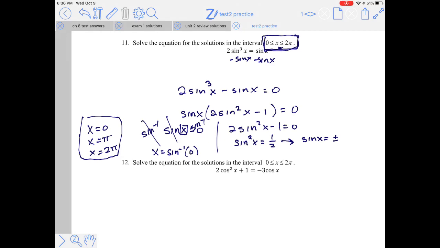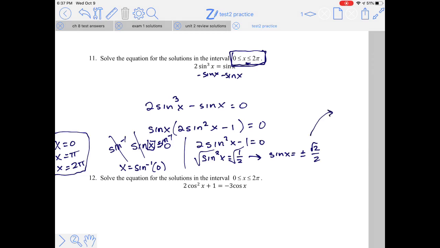And this is just something to keep in mind. Square root of 1/2, you're not going to find that on the unit circle. Square root of 1/2 is on the unit circle. But the square root of 1/2 is root 2 over 2. They're the same, and root 2 over 2 is on the unit circle. Did everybody follow that? If I square root both sides, I'm going to get the square root of 1/2. That's not on the unit circle, but you can change square root of 1/2 into root 2 over 2. And that is on the unit circle.